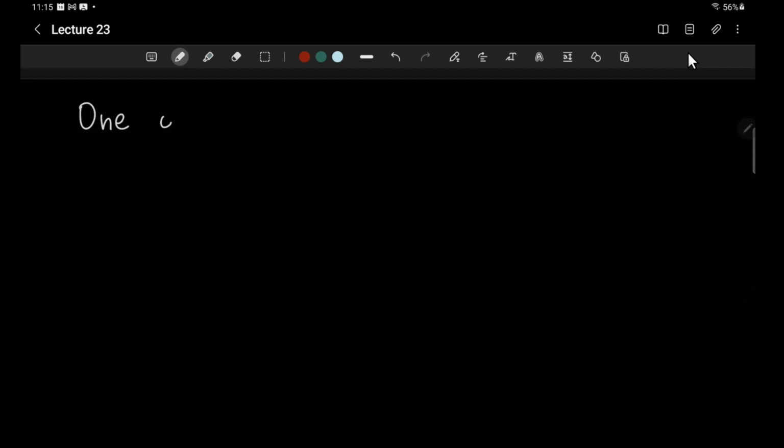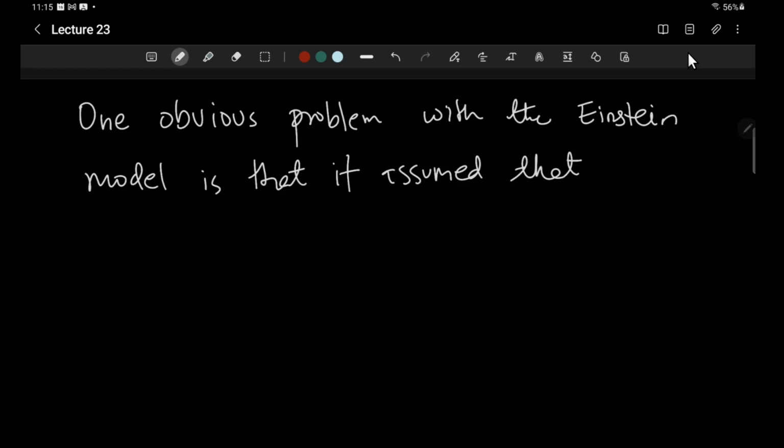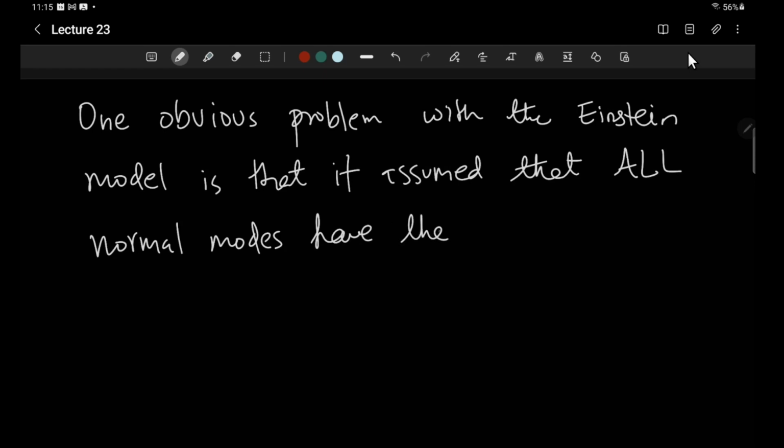Okay. So before we do that, one obvious problem with the Einstein model is that it assumed that all normal modes have the same frequency, which we called omega.